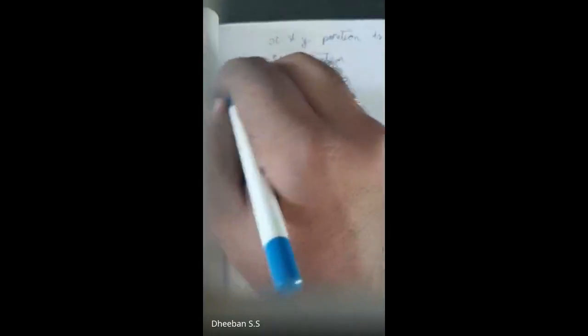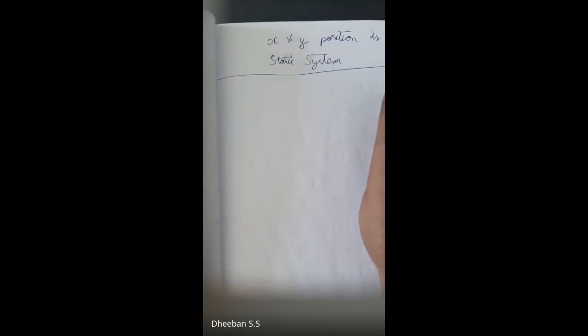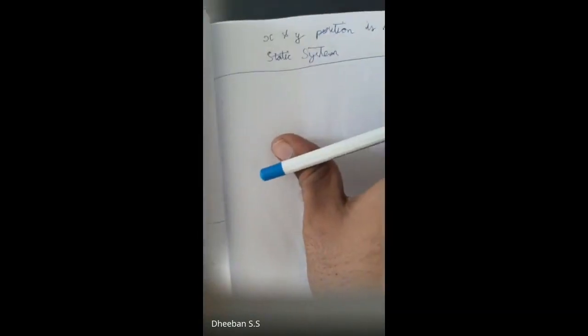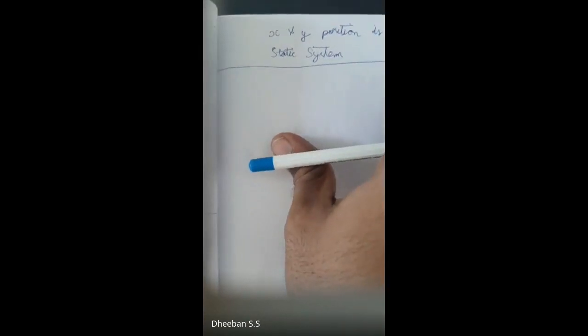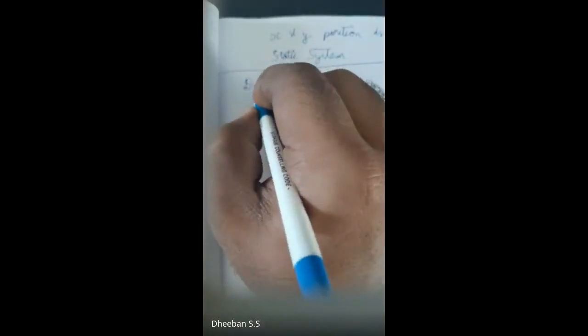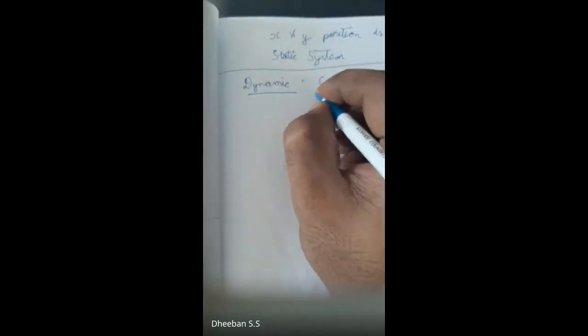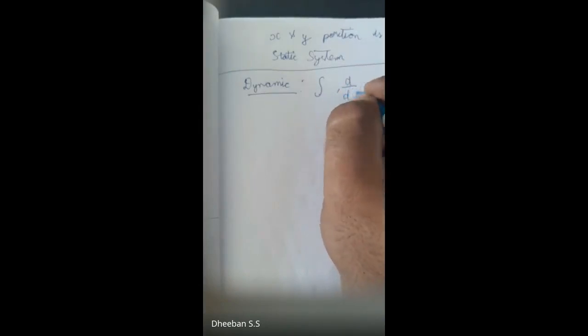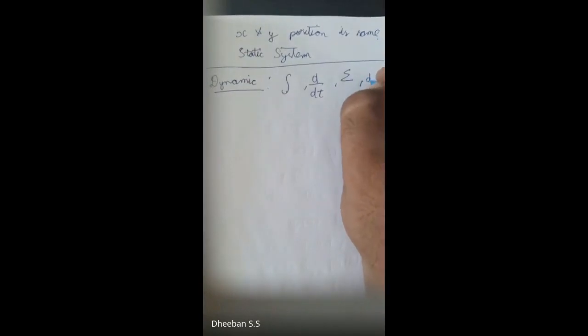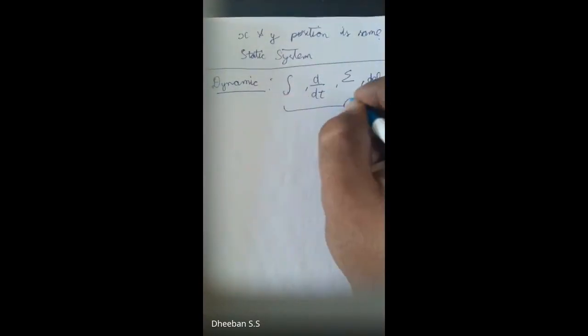Similarly, you can find other kinds of examples. For your understanding, you can take it out. Systems in general will be dynamic if the equation has either integration, differentiation, or summation, followed by a delay. If these four are there, it will be dynamic.